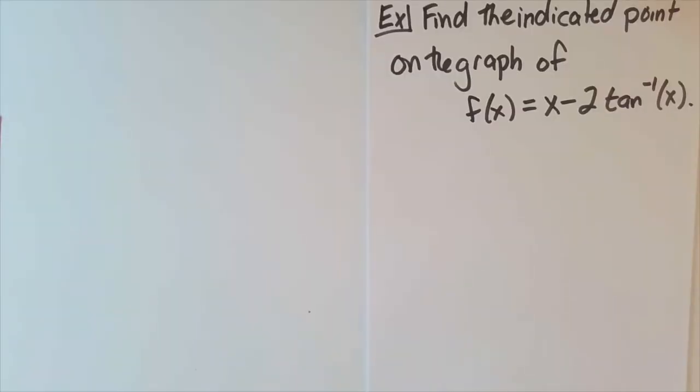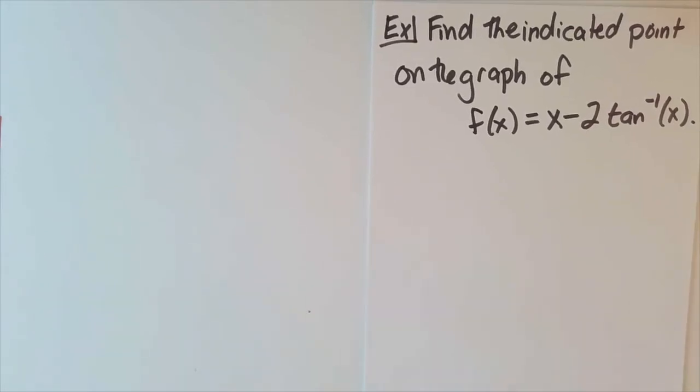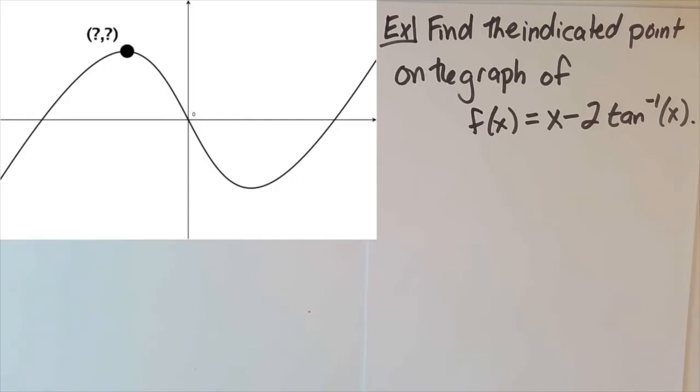Welcome back, class. So in this video, we're just going to do an application problem of our inverse derivative function derivatives. So here's the question we're going to do. We're going to find the indicated point on the graph of f of x equals x minus 2 times the arctangent of x. And like magic, there is the graph of x minus 2 times the arctangent of x.